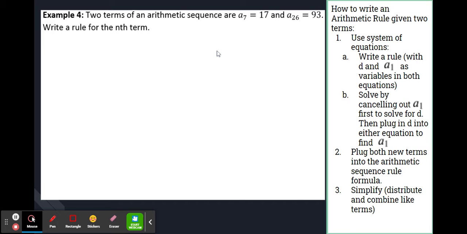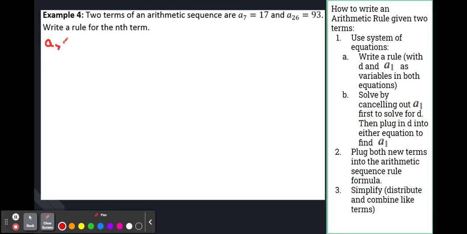And the last thing is, well, first one we had a pattern that we found the difference from. Second one was we were given a random point in the pattern. And now all we got is 2 random points or 2 random terms. So in that case, we have to use systems. So we're going to write a rule. We're going to come up with the system of equations and then actually solve the system. So we got to remember how to do that.